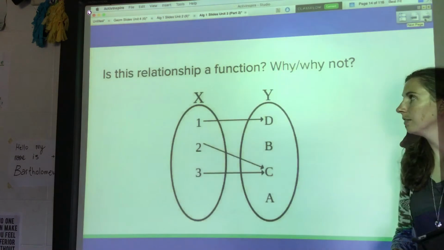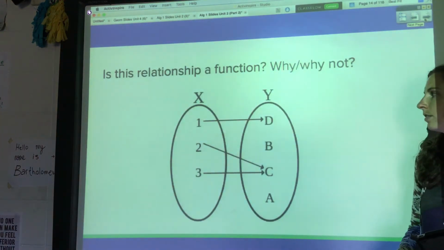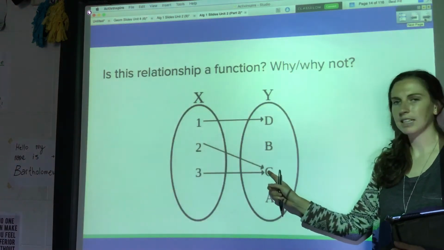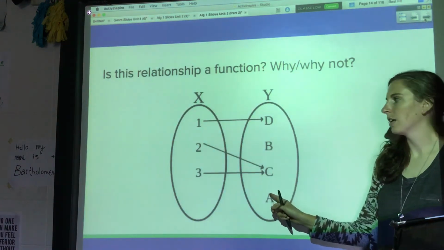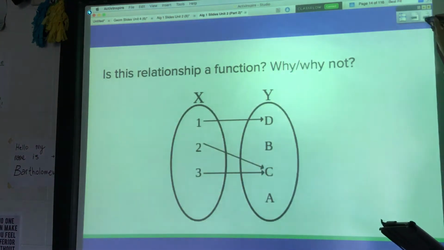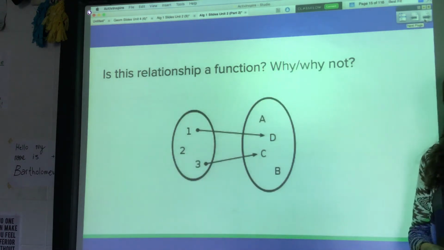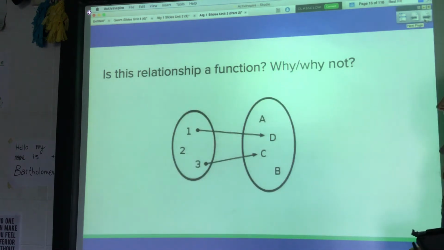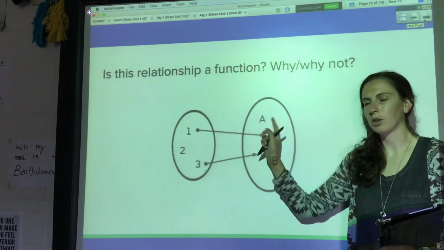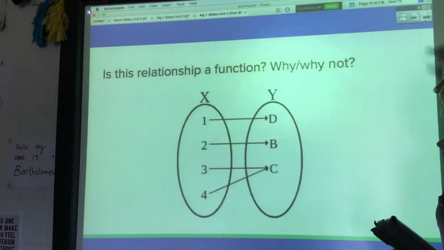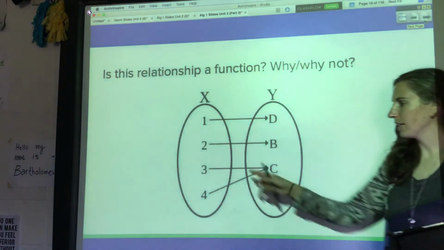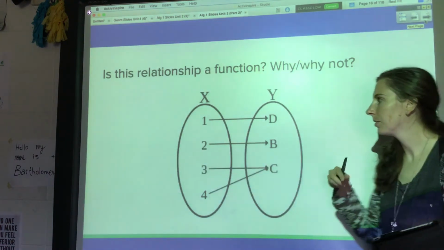Is this one a function? Yes, it is. Each input has exactly one output. It's okay that they went to the same output. It's okay we didn't use all the outputs because at least all the inputs didn't repeat and they have at least one, they have one arrow. This one? This one is not a function. It was close, but 2 needs to have an output. 2 needs to go get on a bus. This one is a function because every input has exactly one output.